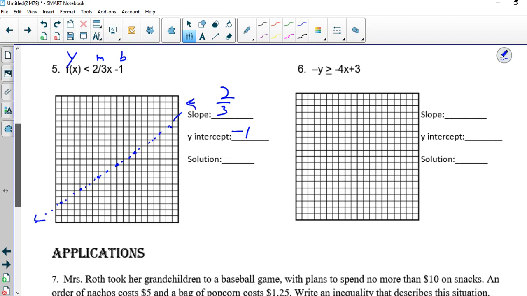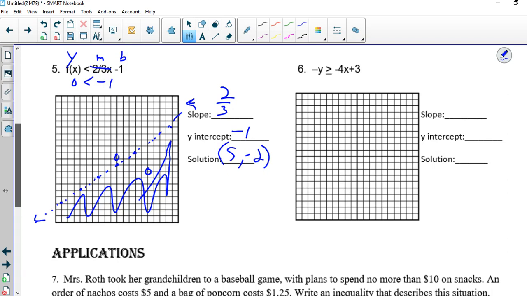And I'm just going to pick (0, 0) because it's the easiest thing to do. Is 0 less than negative 1? Because 0 makes this disappear, right? Of course it's not. 0 is greater than any negative number. So (0, 0) is not a solution, which means I have to shade down here. So I can pick any number in that region, like (1, 2), (3, 4), (5, -2). That is in the solution area.